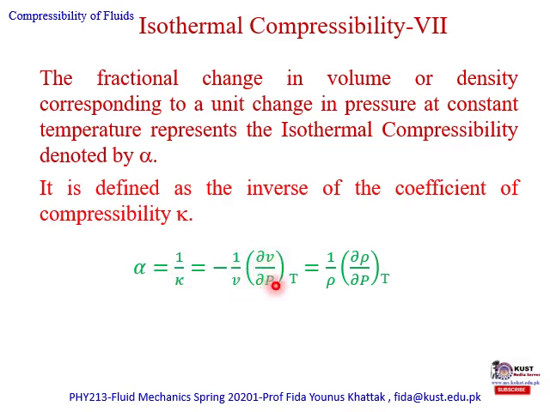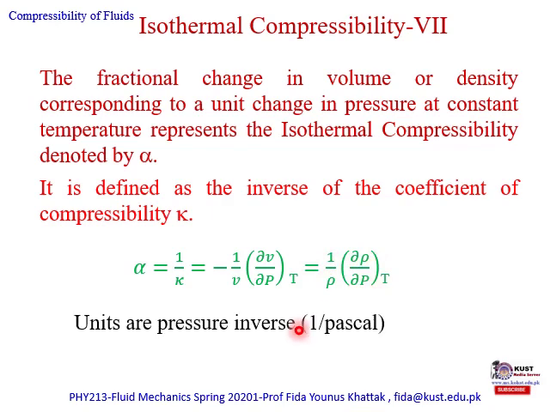del P at constant T, or we can write this as equal to 1 over rho del rho over del P at constant T. The units: because the dimension of rho in the denominator and the del rho in the numerator will cancel, we have the dimension of alpha as 1 over pressure, so the units of alpha is 1 over Pascal.